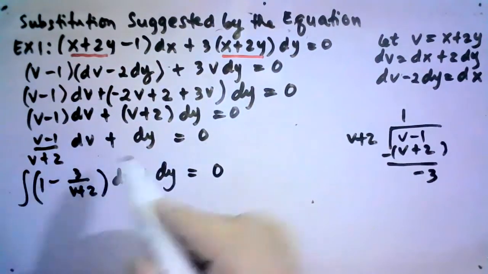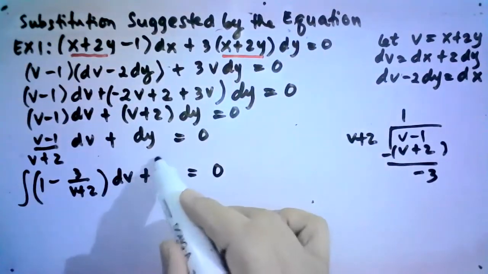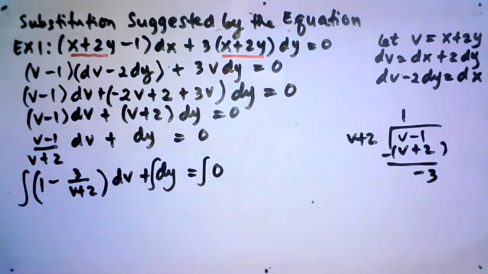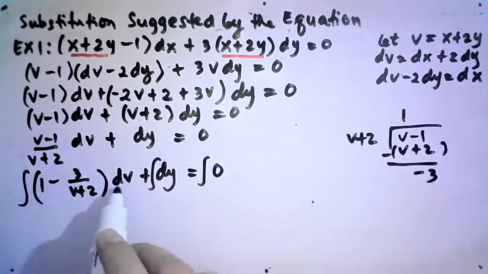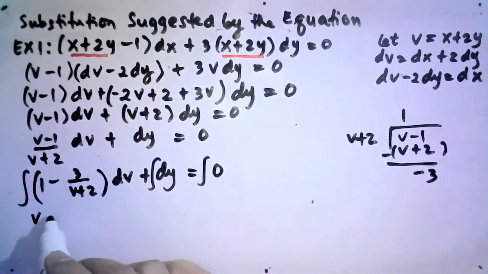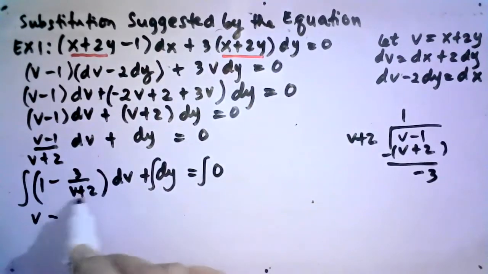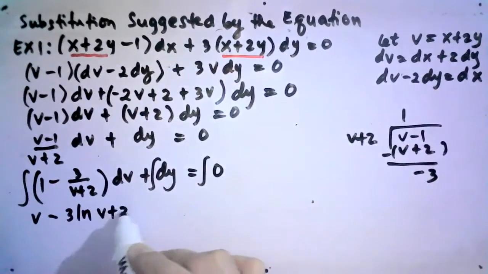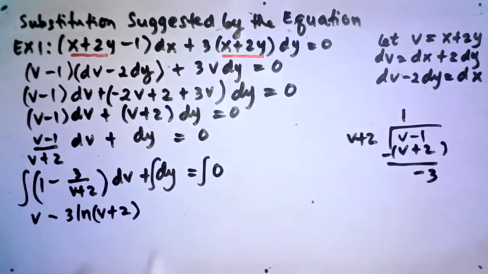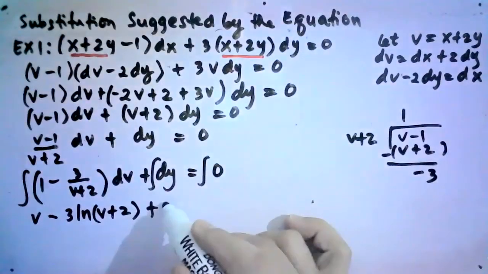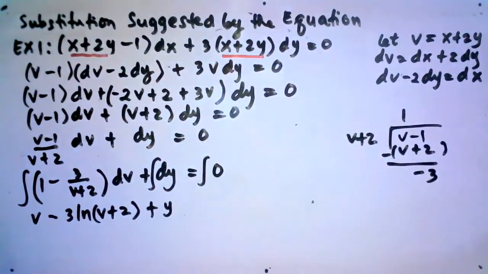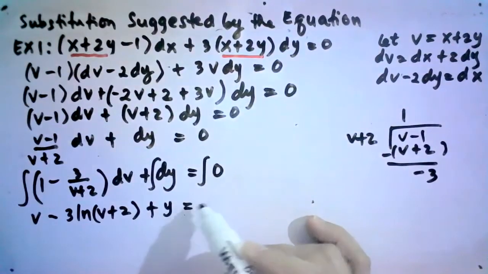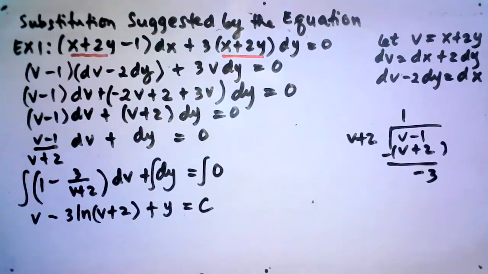This time we will apply integration. Now if we integrate this, that is equivalent to the integral of 1 dv, which is v, minus 3, this one is du over u, so we have ln of v plus 2, if we integrate this one. And then plus the integral of dy, which is equal to y, equal to c. We make use of c.